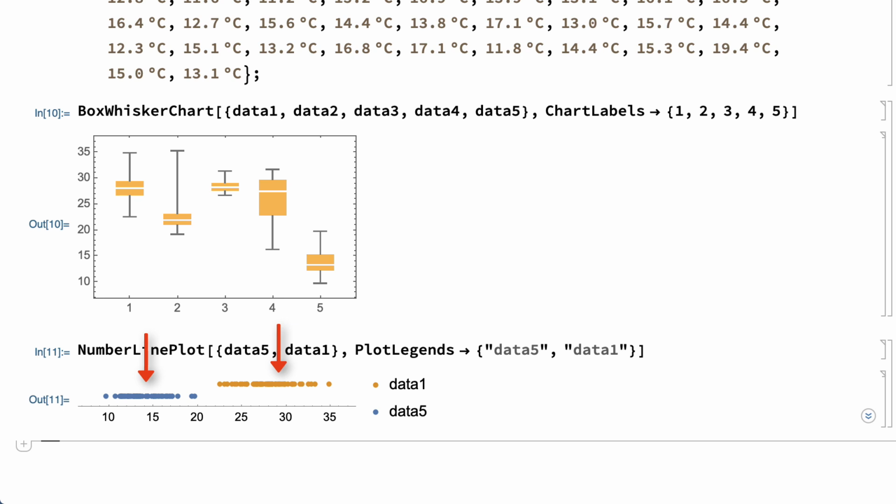In contrast, datasets 1 and 3 differ primarily in spread rather than in location, and that feature is also nicely displayed by the box and whisker chart. These two datasets have roughly the same median temperature, but the whiskers and the box for dataset 1 are significantly bigger, which in practical terms means that dataset 1 represents significantly larger variability in temperature.